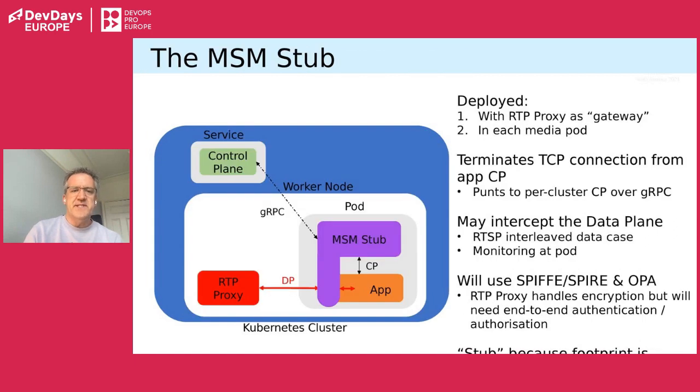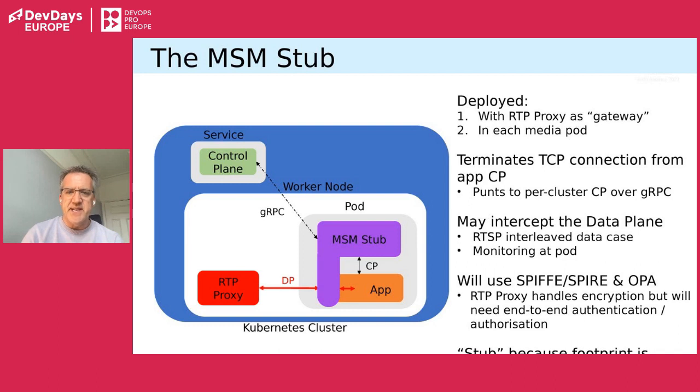So this is the stub proxy. It's kind of like our Envoy sidecar, but much, much smaller, which is why we've called it a stub. I've written it using Rust. It's asynchronous, which was an interesting challenge getting my head around. But it's only about 1,000 lines of code.